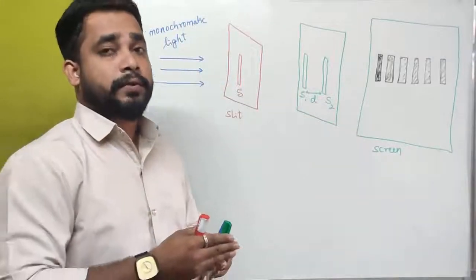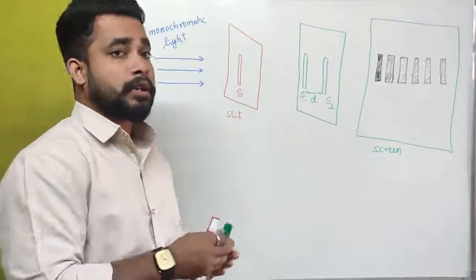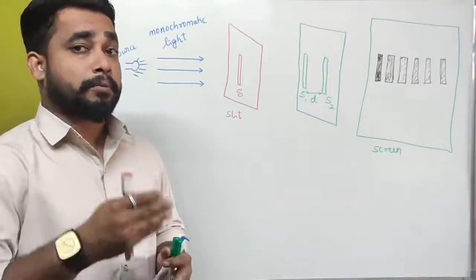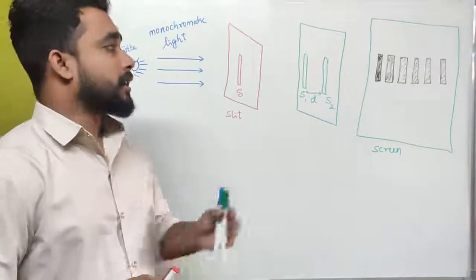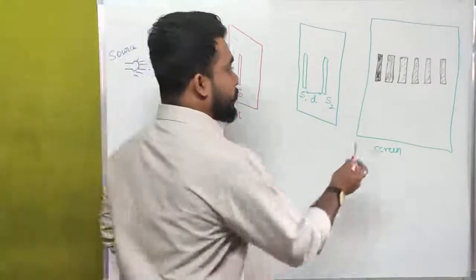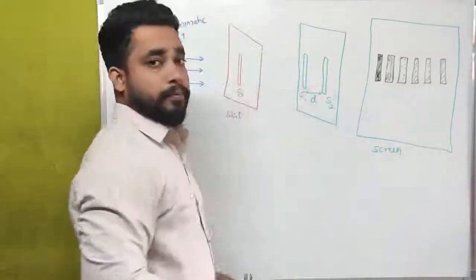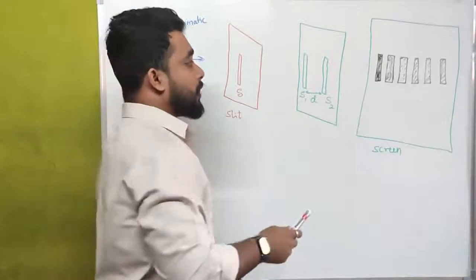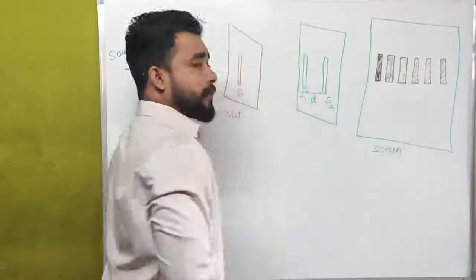If the crest of a wave falls on a crest of another wave, or trough of a wave falls on a trough of another wave, we will get bright fringes. The intensity is maximum. That is nothing but constructive interference. Due to the case of constructive interference, we are getting bright fringes here. Due to the concept of destructive interference, we are getting dark fringes here.